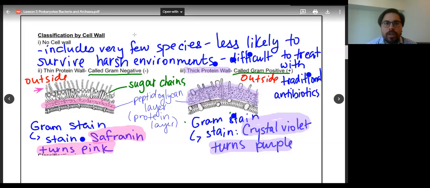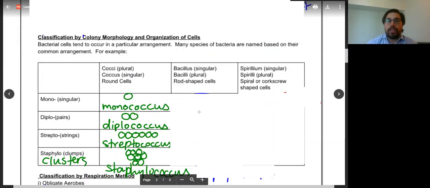So I will move on to the next one if there are no other questions. All right. So let's take a look at the next way with which we can classify bacteria, and that is by colony morphology, or how those colonies and cells organize themselves. So when you think about a bacterial culture, even though they are prokaryotic and unicellular, they tend to grow in colonies and hang out in general areas together.